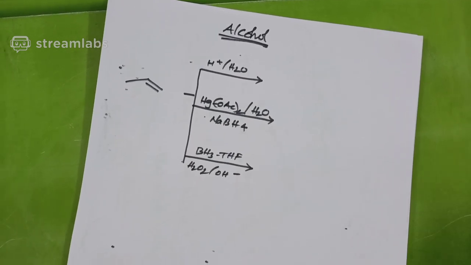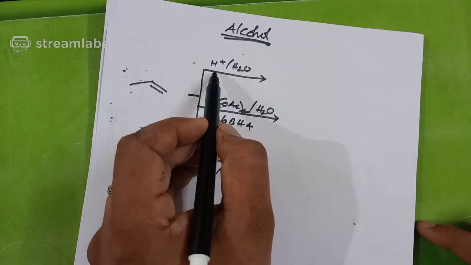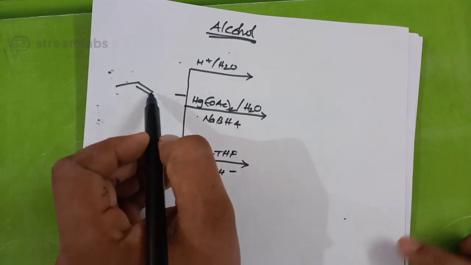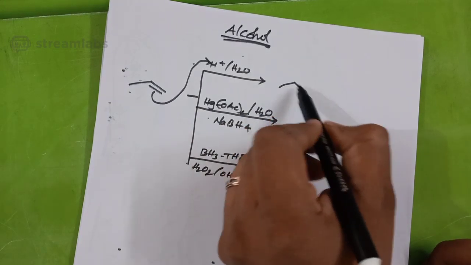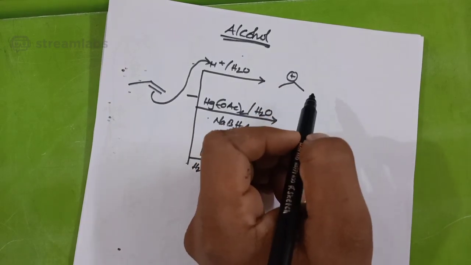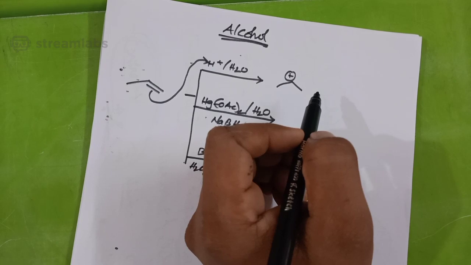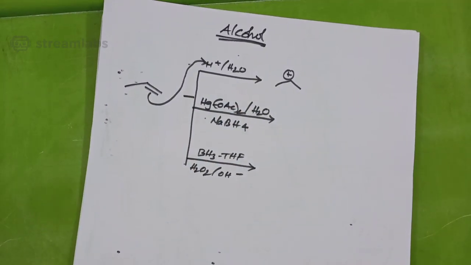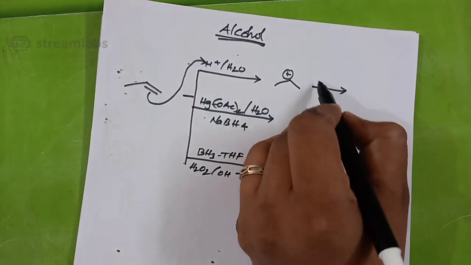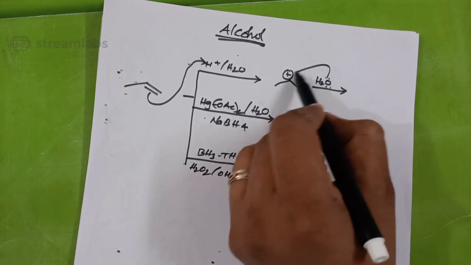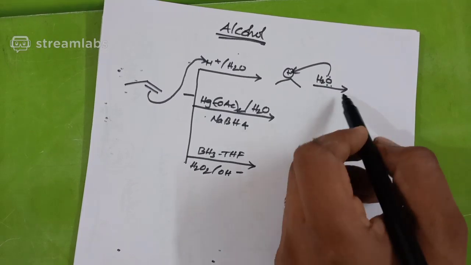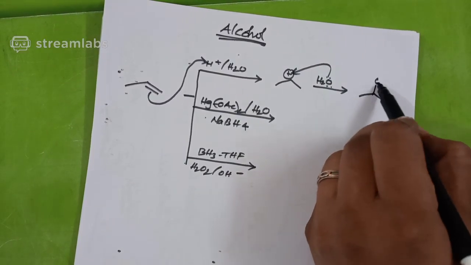In the first one, when you add H+ ion to the alkene, the pi electrons attract the H+ ion, and then it forms a carbocation intermediate. Whenever a carbocation is formed, rearrangements and ring expansions are possible. Then if it is treated with H2O, the oxygen having a lone pair donates electrons to the positive charge, and it forms the OH group.